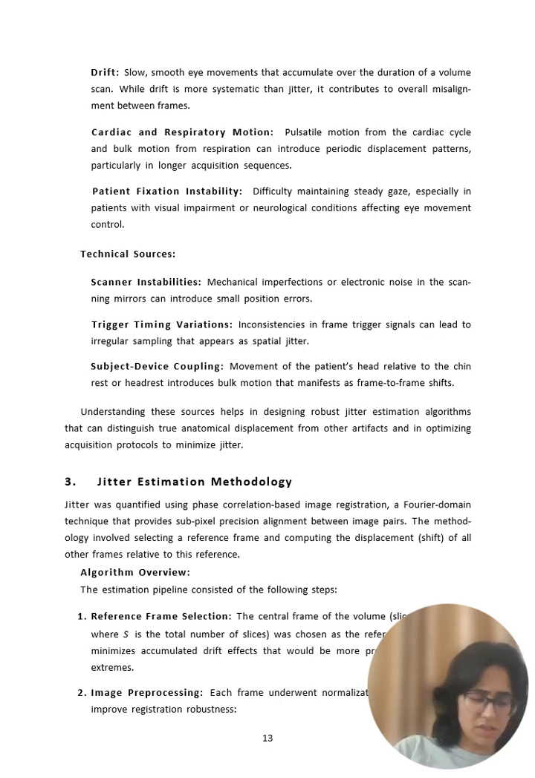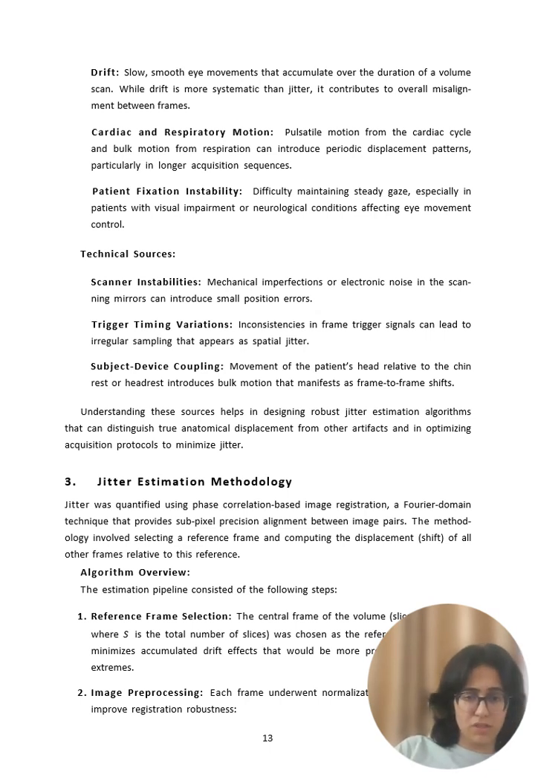Sources of jitter can be ocular tremor, blinking, or microsaccades, which are small and involuntary eye movements that occur during attempted fixation. Other reasons are drift, slow eye movements that accumulate over the duration of the time that we are taking the scans, and cardiac and respiratory motion can also be responsible. Other than that, technical sources can be scanner instabilities, trigger timing variations, and subject-device coupling.